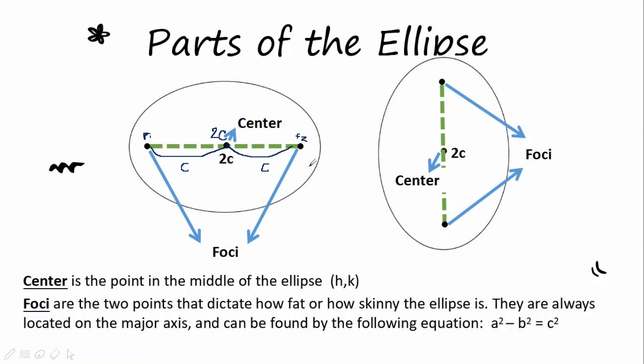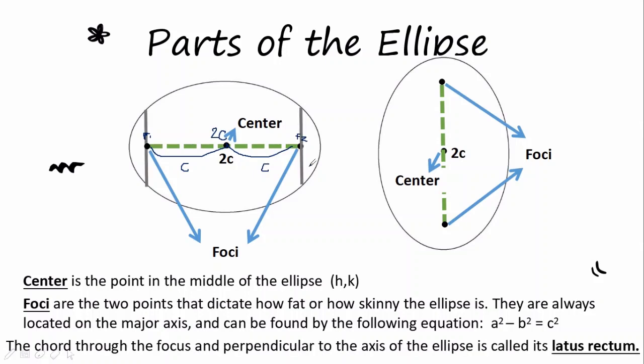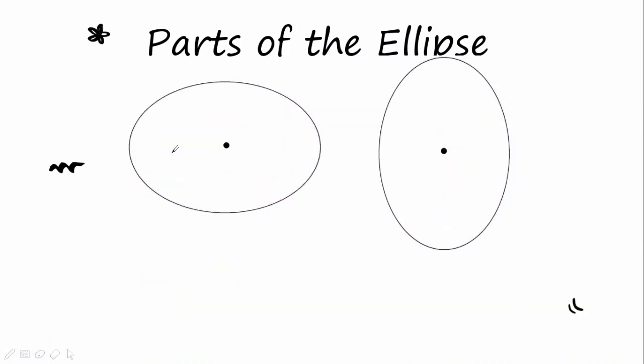Okay? Next one, the latus rectum. So when we say latus rectum, this is the chord that passes through the foci and is perpendicular to our major axis. So that's latus rectum.